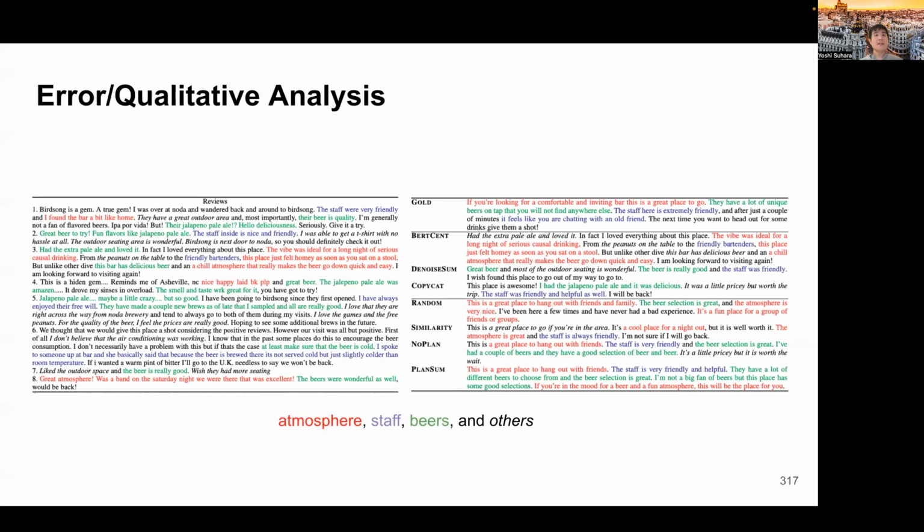Lastly, error analysis and qualitative analysis help us understand the strengths and weaknesses of different opinion summarization models. This example is taken from the paper. By highlighting sentences that describe specific aspects, we can understand the proposed solution creates a summary that focuses on 3 specific topics: atmosphere, staff, and beers, while the other methods create summaries that also contain other topics. This kind of qualitative analysis is very helpful to understand if a proposed solution implements certain types of functionality.